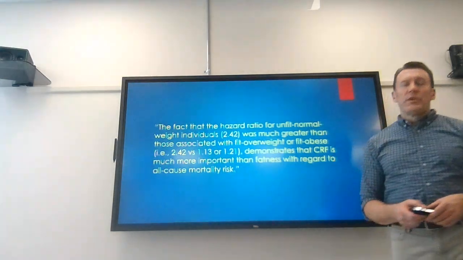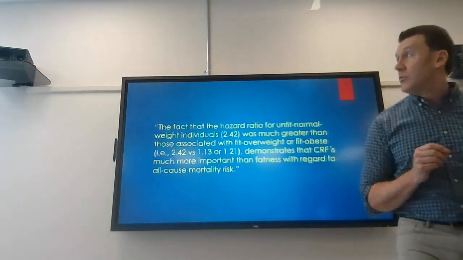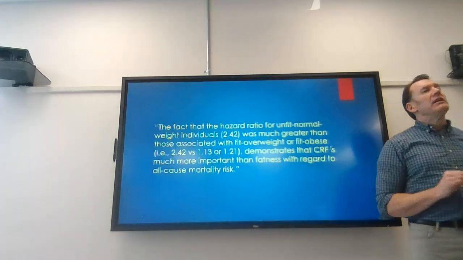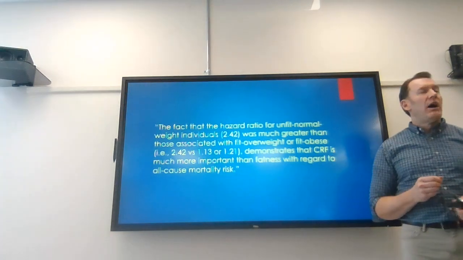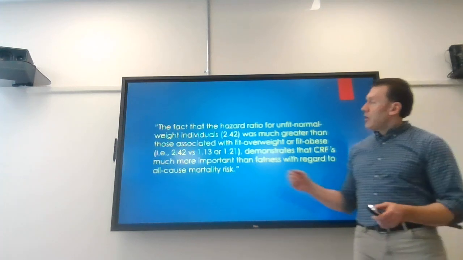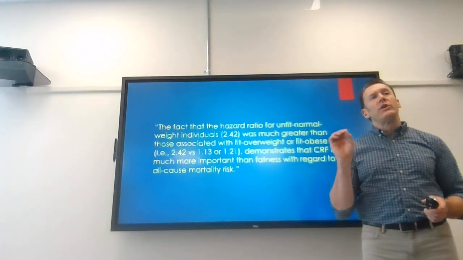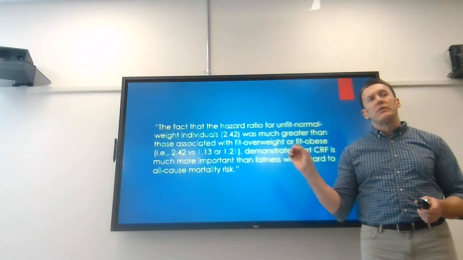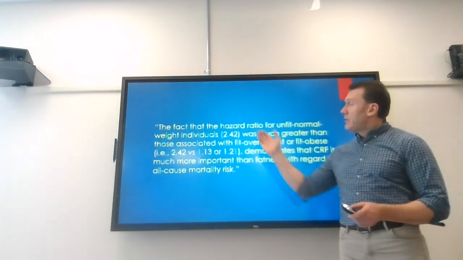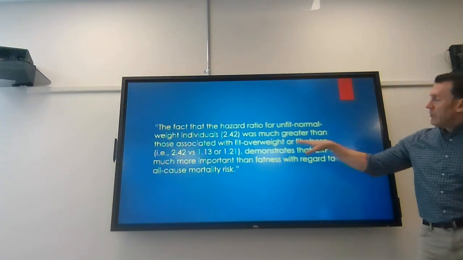So here's where they bring in a few hazard ratios. So remember, 1.0 is the reference group. So the hazard ratio for unfit, normal weight individuals, so we're talking about a normal BMI, but with a low level of cardiorespiratory fitness, was 2.42. So what that says is there's 142% greater risk. So a hazard ratio of 2 would be twice the risk, right? So 100% more risk. So 142% greater risk than those associated with fit, overweight, and fit, obese.